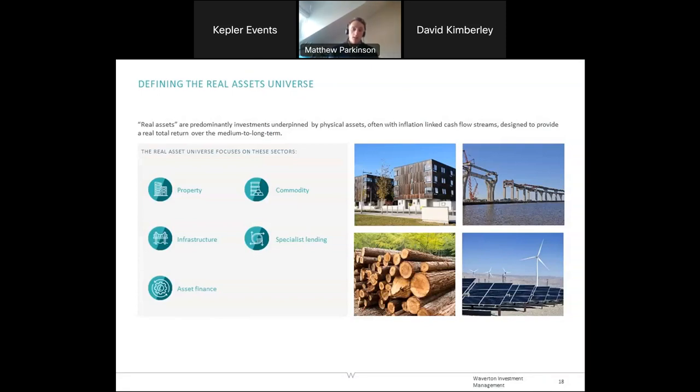Now, we bucket them into five broad real asset classes. First of all, property, infrastructure, asset finance, commodities, and specialist lending, each of which we believe have their own risk return characteristics and opportunistically should be added to at different times during the cycle.